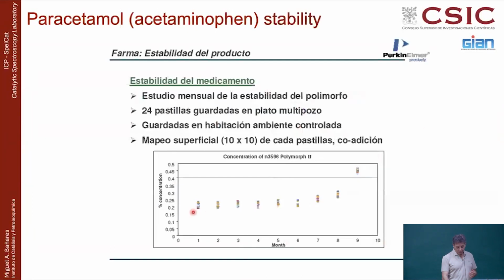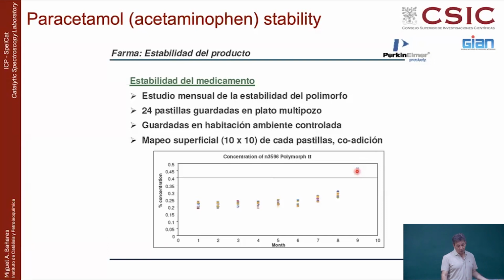So basically, they do the analysis through 1, 2, 3, 4, 5, 6, 7, 8 months. Still, the polymorph which is efficient remains abundant. But after 9 months, they observe that already the polymorph that is not active becomes dominant. So that means that you are taking paracetamol, but it's a polymorph that is not helping you. It's not damaging you, but it's not helping you.